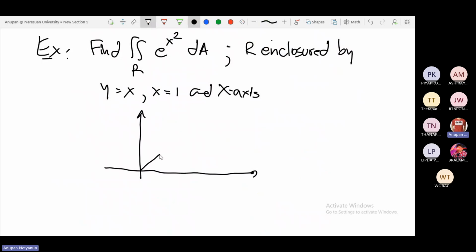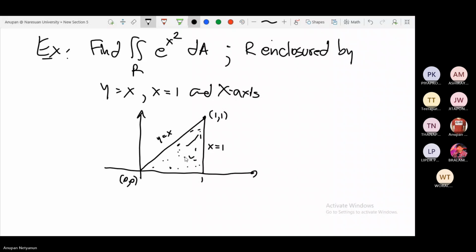Okay, let me draw a graph, which is this. This is y equal to x, and the vertical line is x equal to 1. And the points of intersection are (1, 1) and (0, 0). And the region R is enclosed by y equal to x, x equal to 1, and the x-axis. So it's this area.